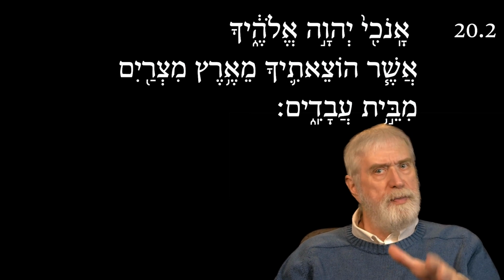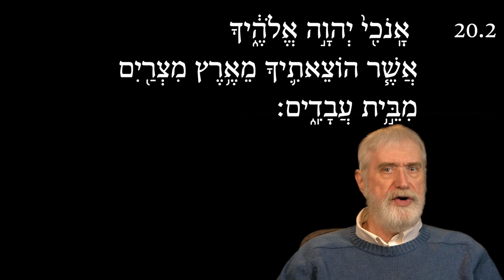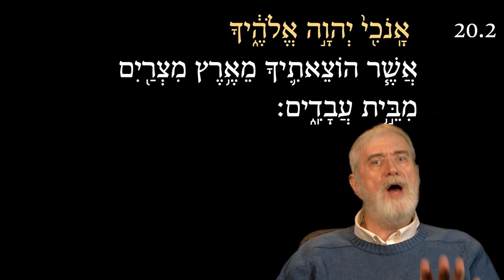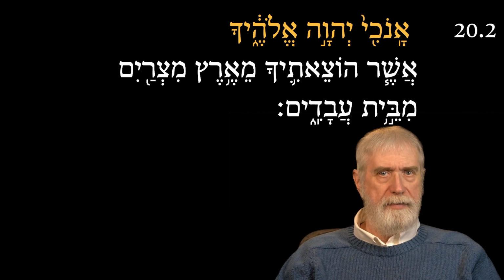In the second verse, God establishes the basis for his teaching by reminding the Hebrews of his redeeming work in bringing them out of Egypt. The verse begins with an identification clause that establishes the relationship. Anoki Yahweh Elohecha, I am Yahweh your God.